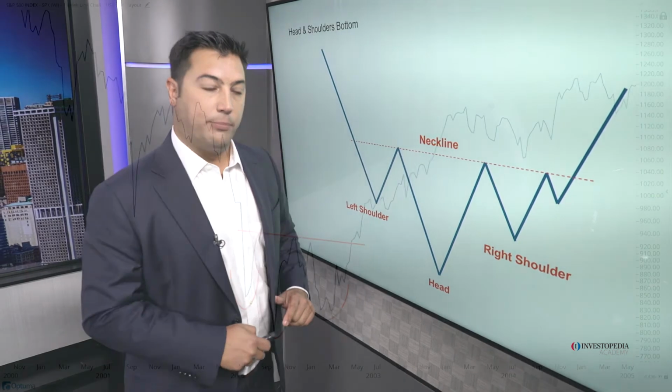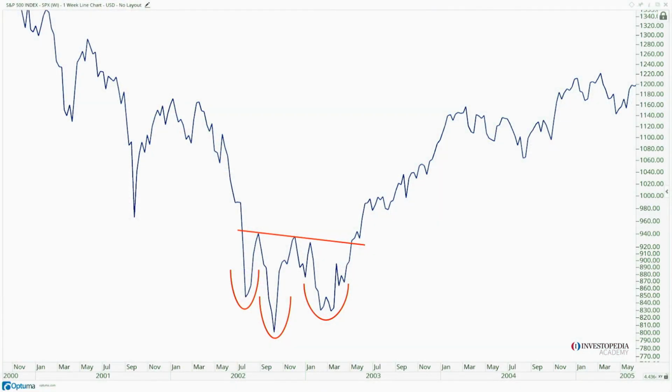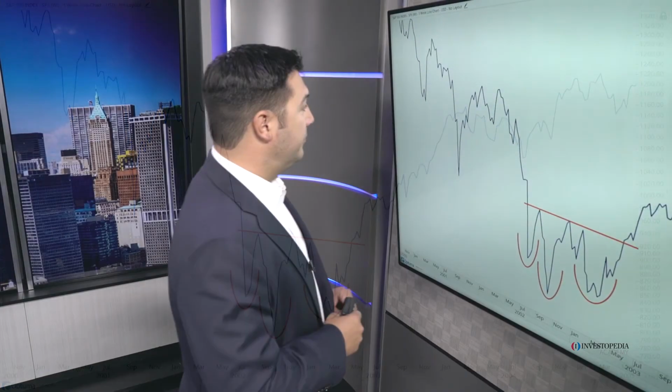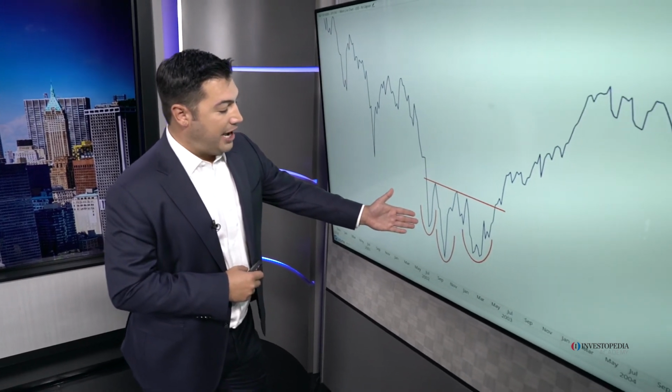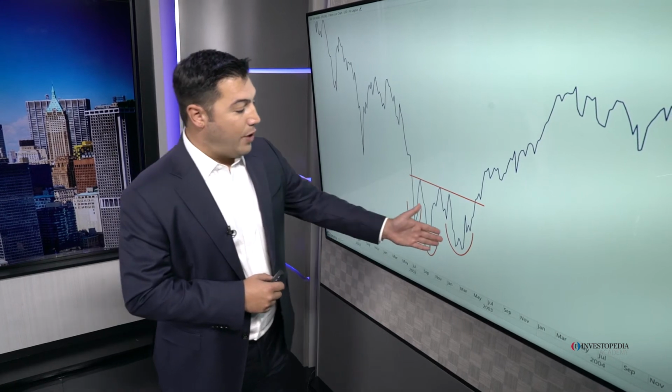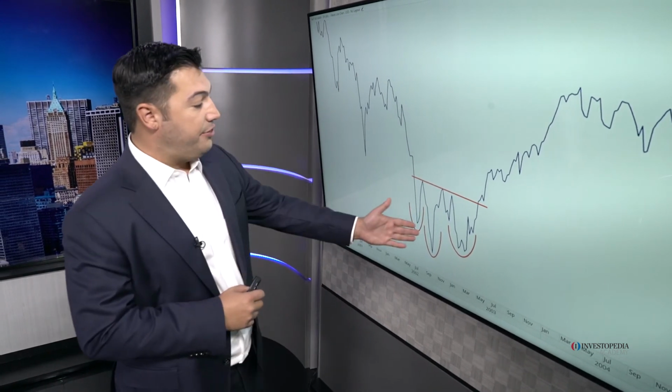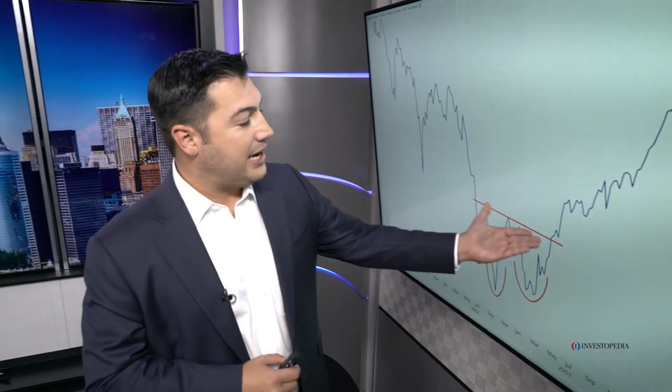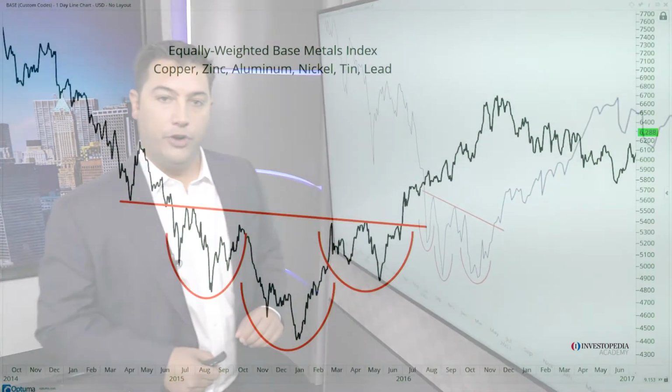So let's take a look at an example. This is the S&P 500 at the low in 2002-2003, a very important low that marked the bottom of that bear market after the 2000 peak. So here is your downtrend. Here's your left shoulder in the summer of 2002. Here's your head in the fall of that year. Now you have your right shoulder in the first quarter of 2003. Then once we broke that neckline to the upside, all signs are clear. The downtrend is now over. We want to get long the S&P 500.